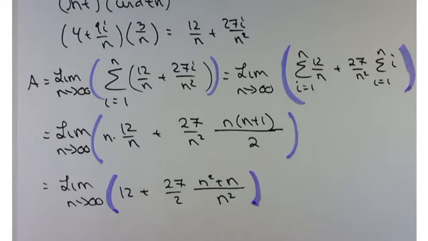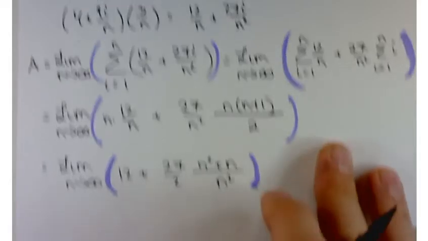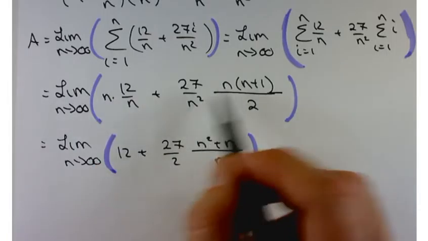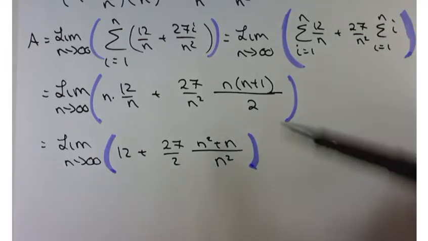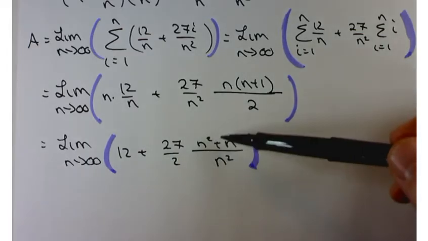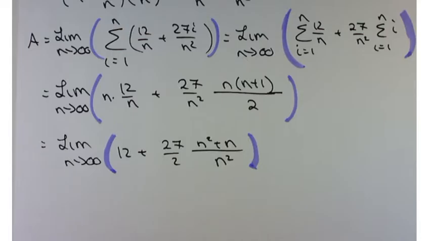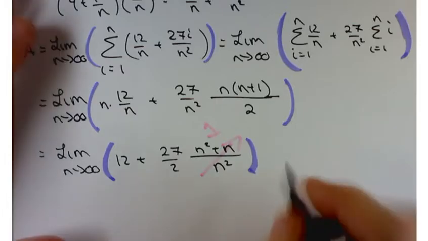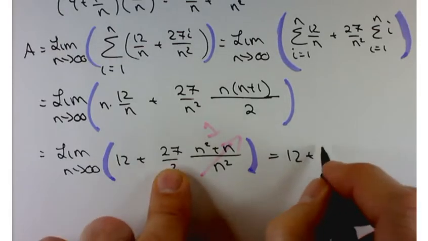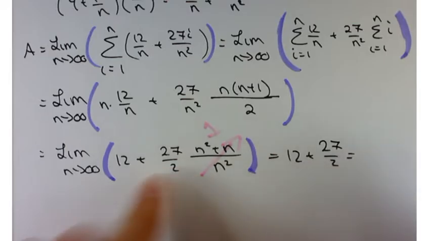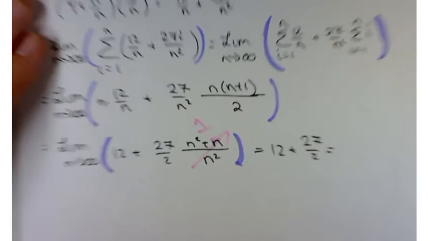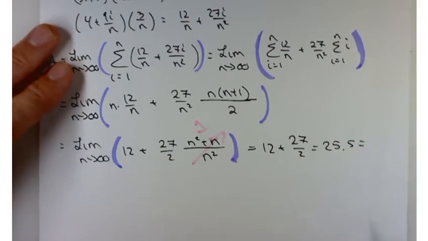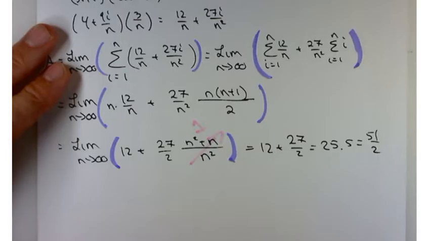What's that limit going to be? Oh, I canceled those. I guess I could have canceled one of the n's. Yeah, I should have, maybe. But it doesn't matter because you've got an n squared and an n, right? So this limit here is going to be a 1. So overall, I'll get 12 plus 27 over 2, which is going to be 25.5. Or you could write it as 51 over 2. Doesn't matter. Still the same thing.